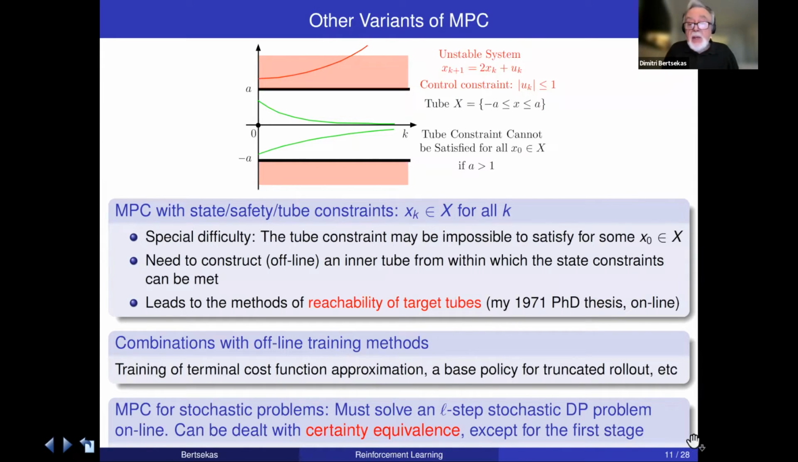Okay, are there any questions here? We're done with MPC. We're going to go into multi-agent rollout now.